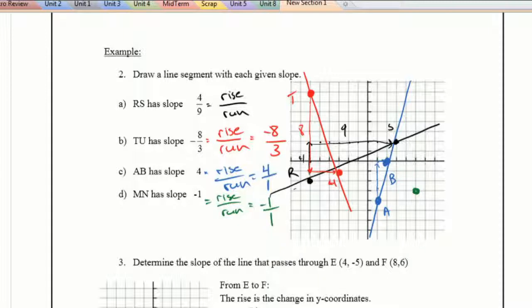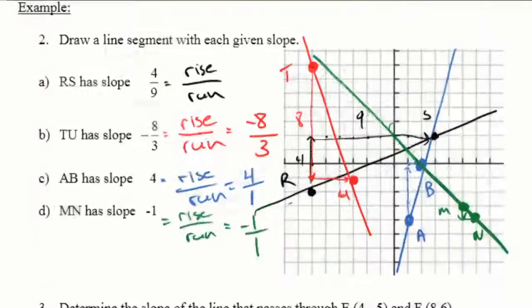So I pick a point. My slope is -1, so I go down 1, and then I go to the right 1. I have another point here. This is M, this is N. I connect those 2 points with a straight line. There we go. So that's a bit of a mess.